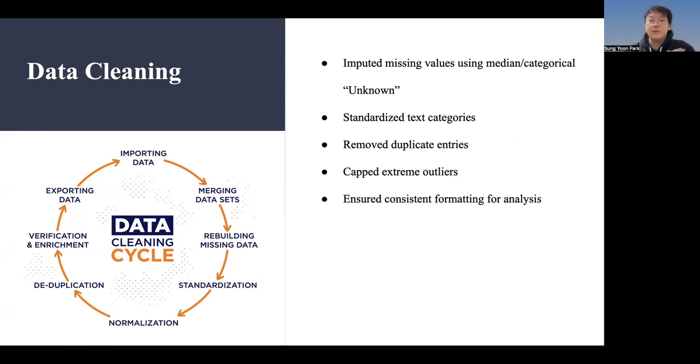I removed the duplicate entries to ensure that no observation appeared more than once, and outliers were identified using boxplots, and I clipped extreme values at the 1st and 99th percentiles. This prevented unusually large or small values from skewing results, especially in visualizations. By the end of this phase, the data set was much more consistent and ready for deeper exploration.